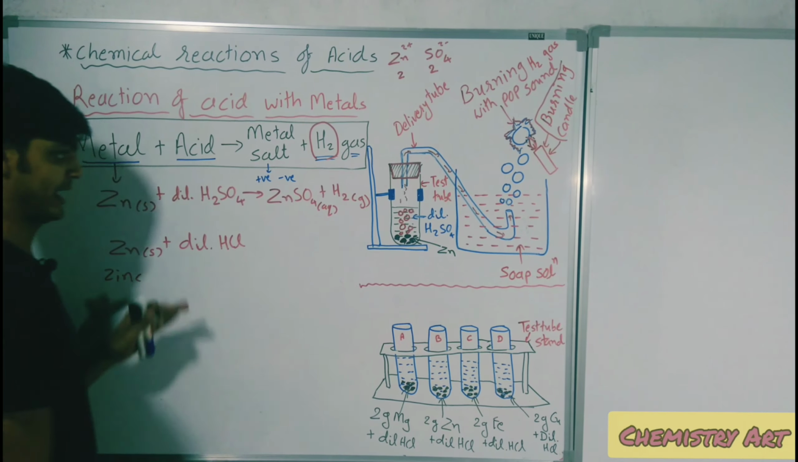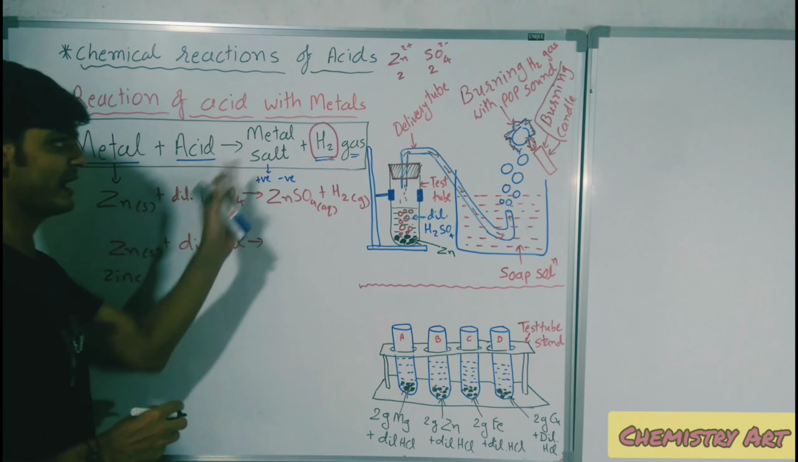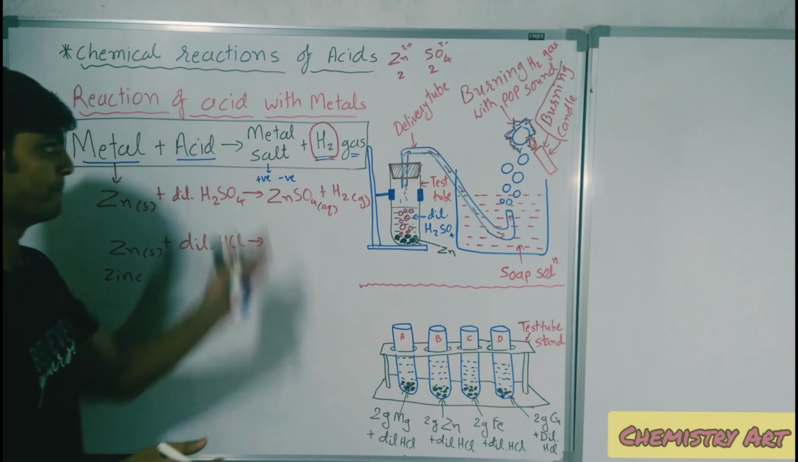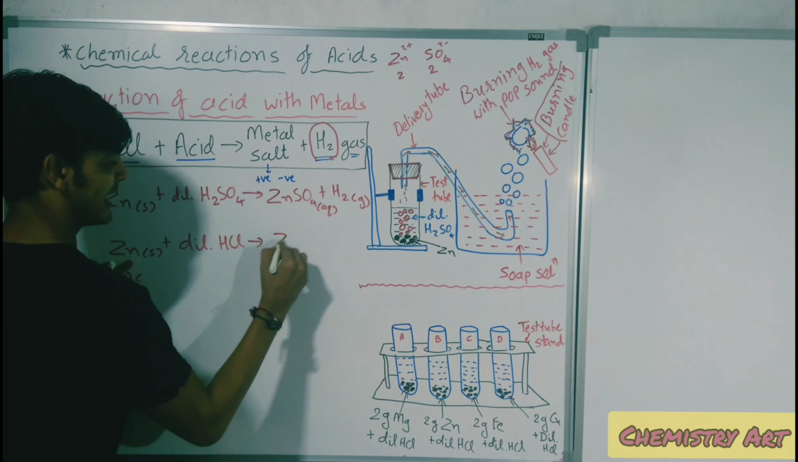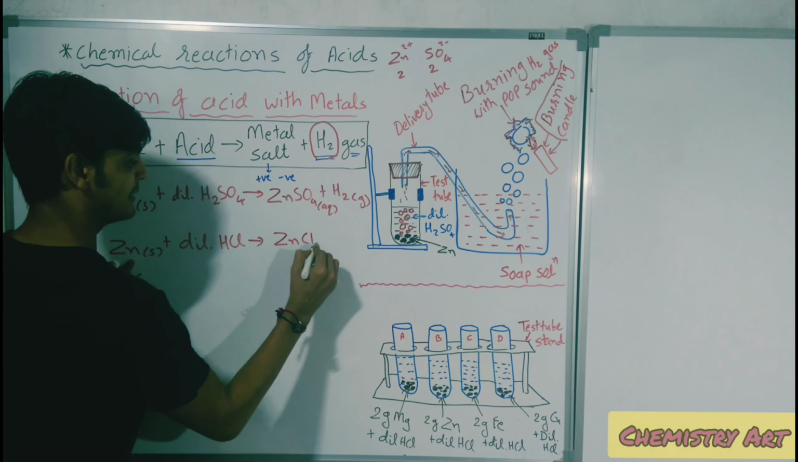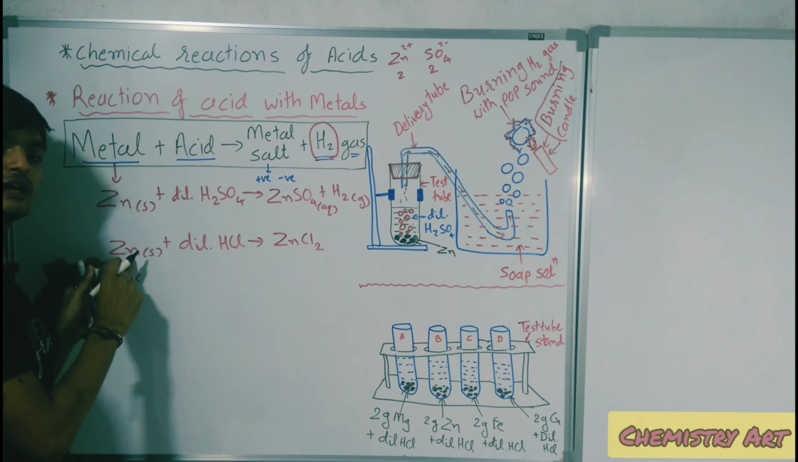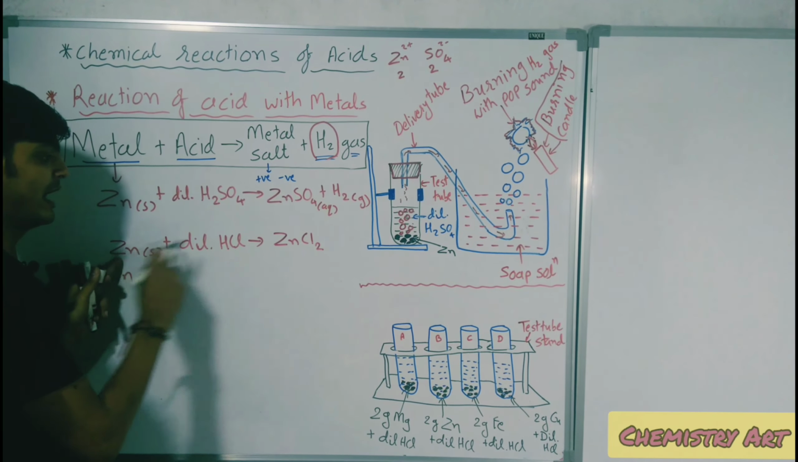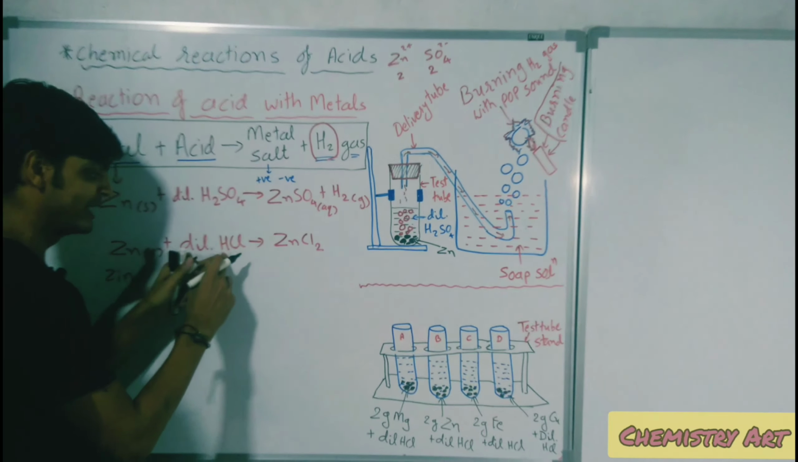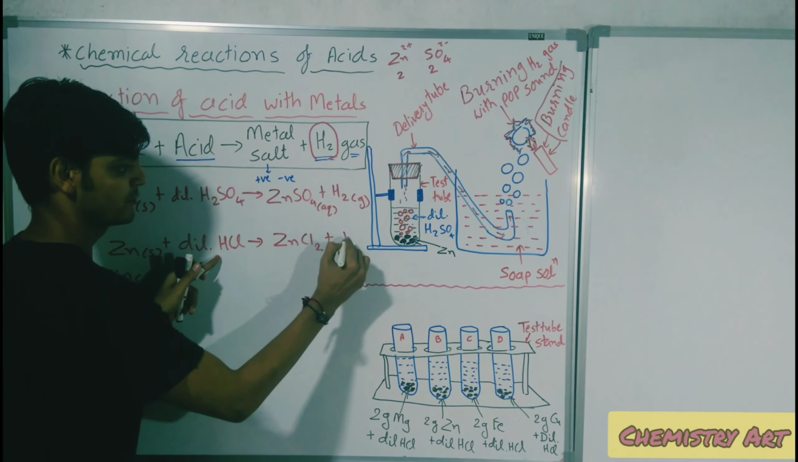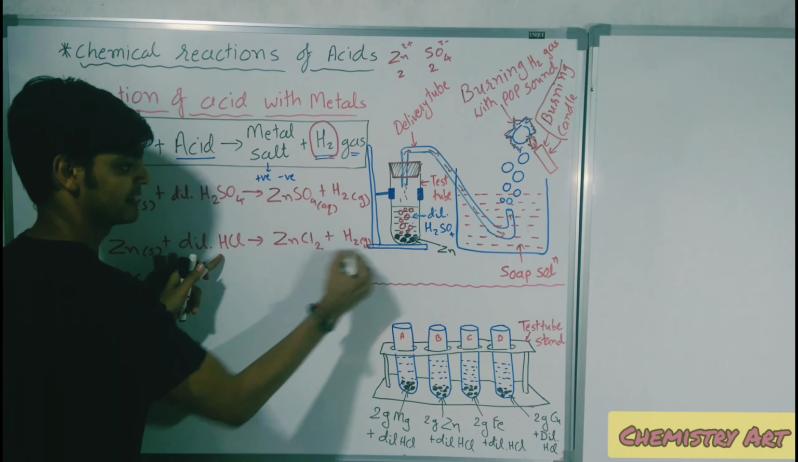It's hydrochloric acid. So what will it form? Again, the same compounds are forming with metals also. Which salt will form here? ZnCl2 will form. Why? Because as you know, zinc will form a positive charge and chlorine a negative one. So hydrogen is forming H2, hydrogen gas.